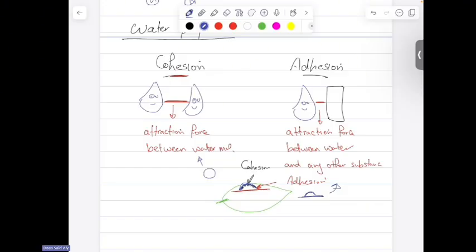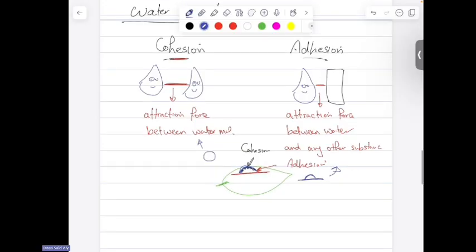One more thing. Miss, can I ask you a question? Sure. Miss, they gave us an example like how insects can walk on the water. It is because of the cohesion or the surface tension. Okay, I will answer your question now.